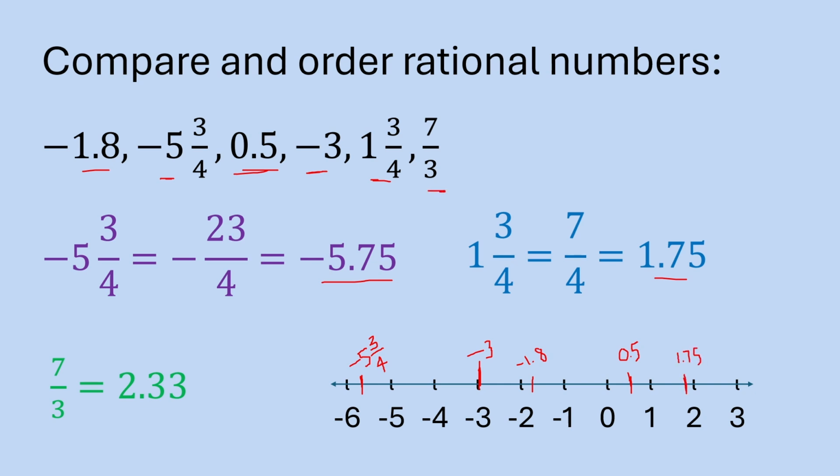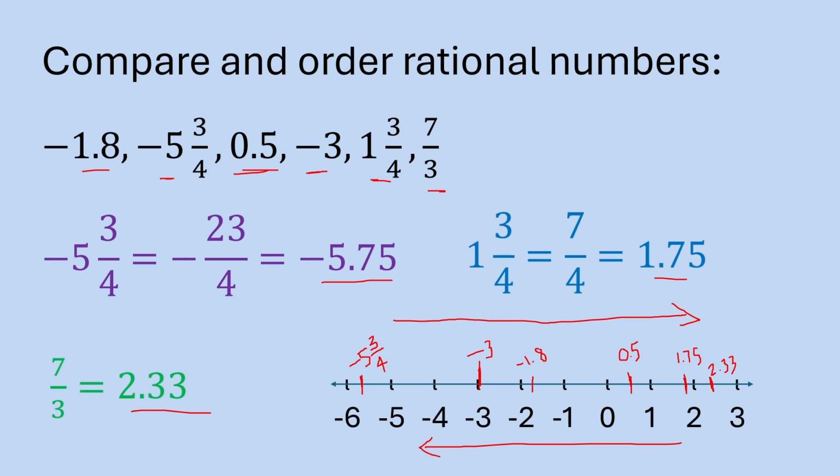Last number is 7 over 3. Its value is 2.33. On a number line, it should be here. Now we can arrange all numbers in descending or ascending order. On this side, all the values are increasing. On the opposite side, all the values are decreasing in this way. So now we can easily arrange.